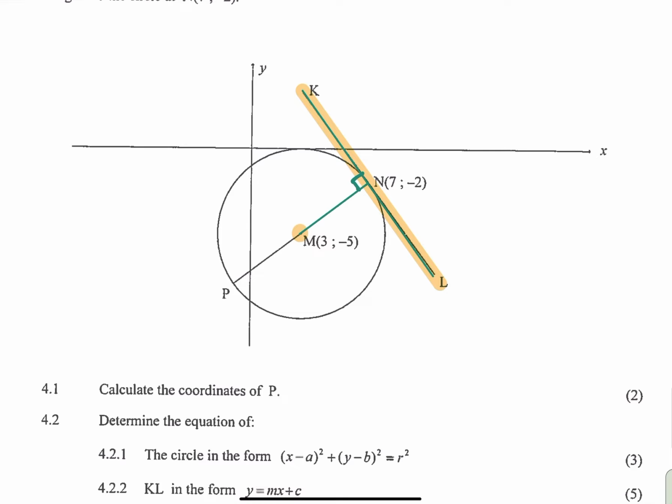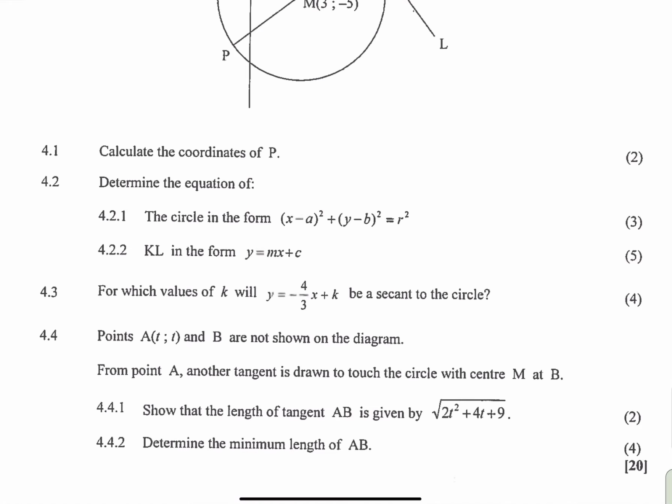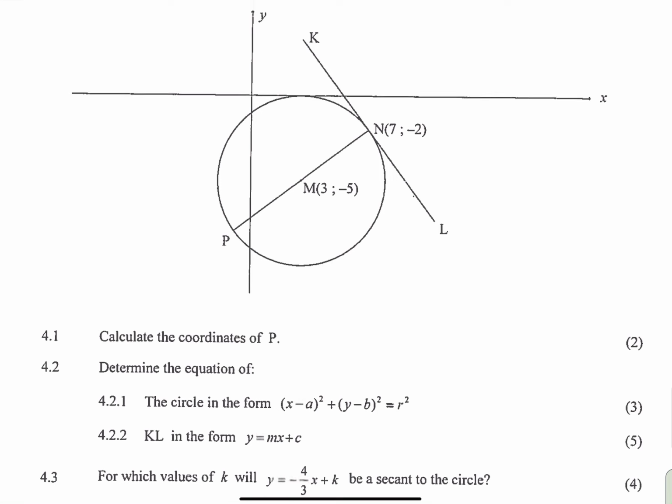Now, this is where you must really structure your thoughts carefully. They are saying that for which values of k will this equation, that is a straight line, given by y = -4/3 x + k, be a secant to the circle. So when we say something is a secant, we are talking about such lines. It primarily cuts the circle into 2 points.